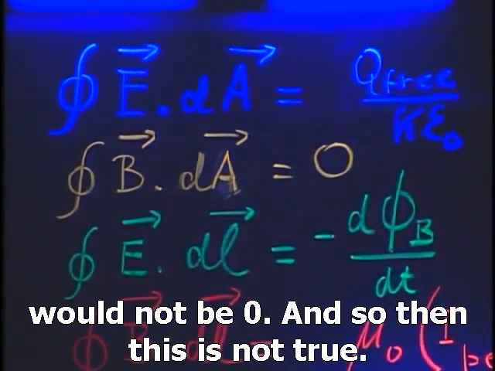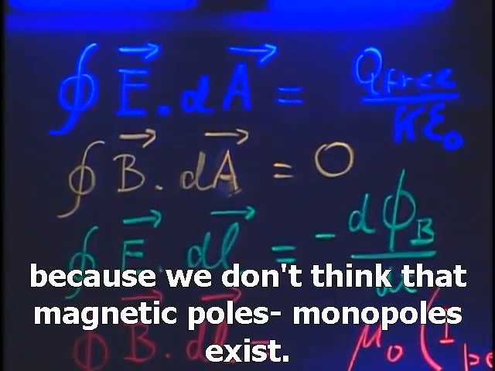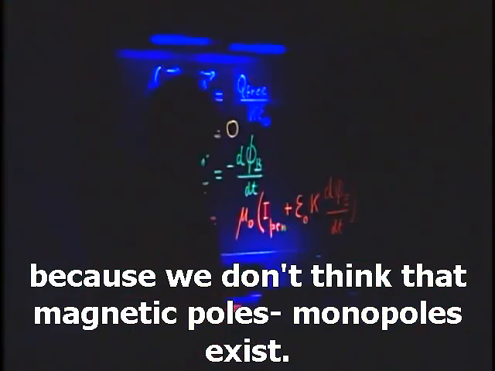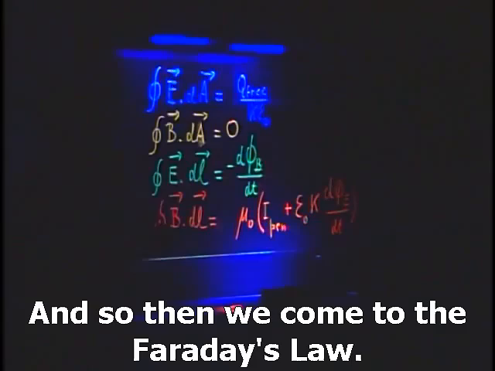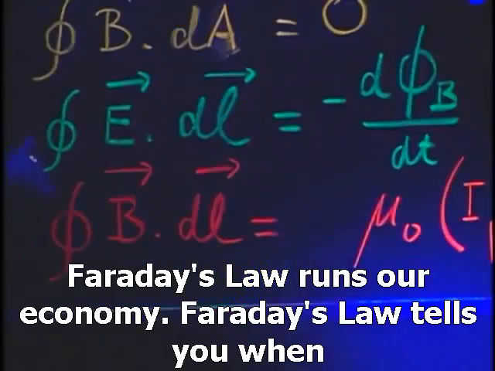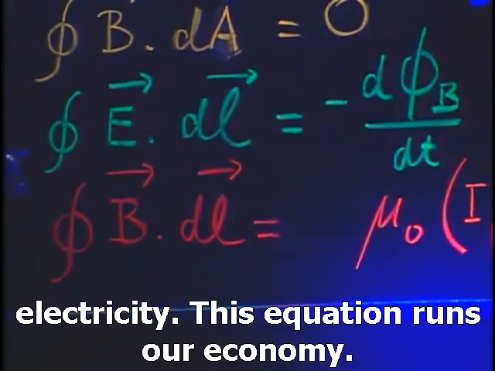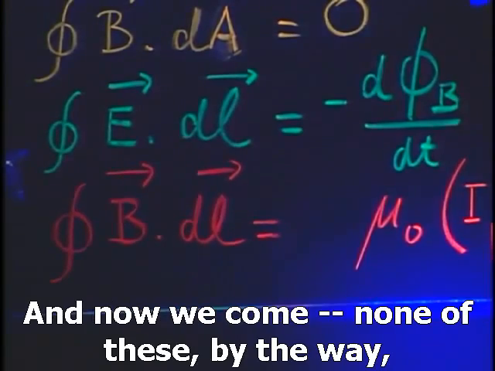And so then we come to Faraday's law. Faraday's law runs our economy. Faraday's law tells you when you move conducting loops in magnetic fields that you create electricity. This equation runs our economy. And now we come, none of these, by the way, require any adjustment in terms of kappa of m.